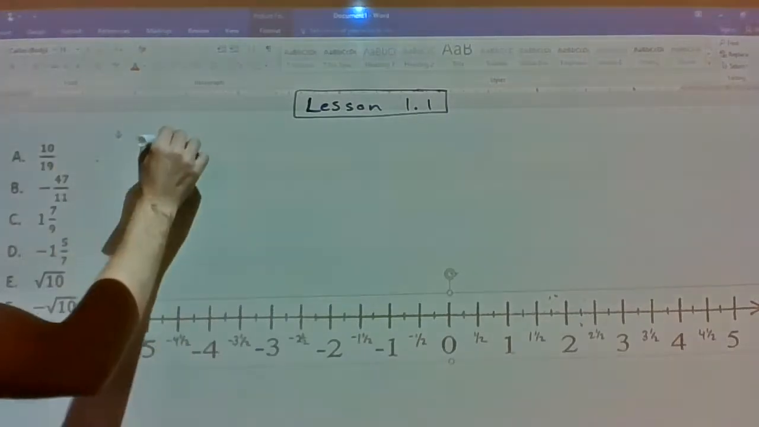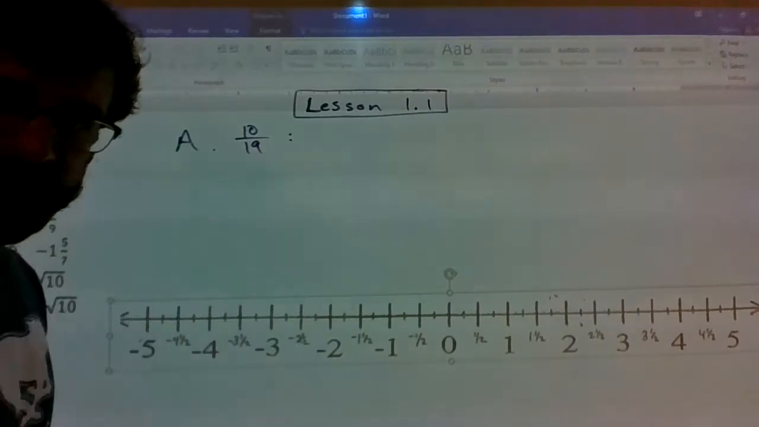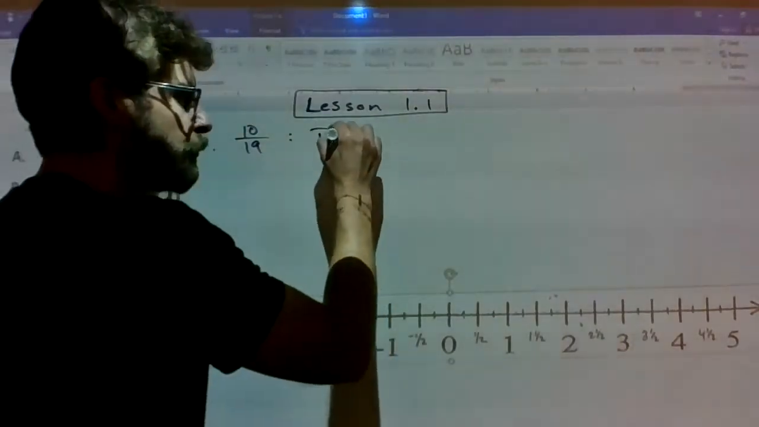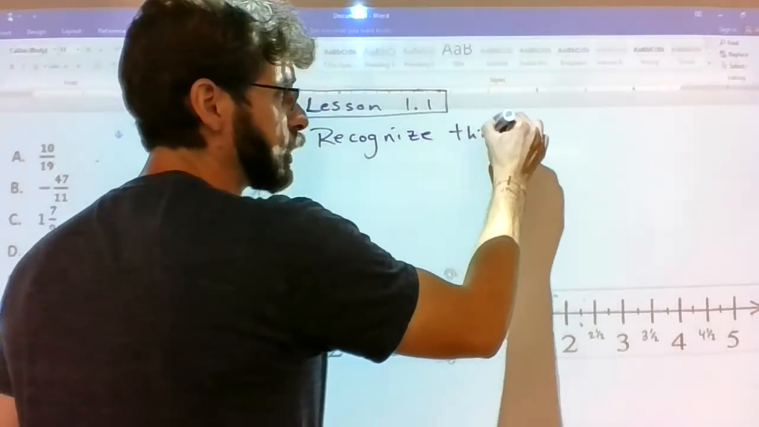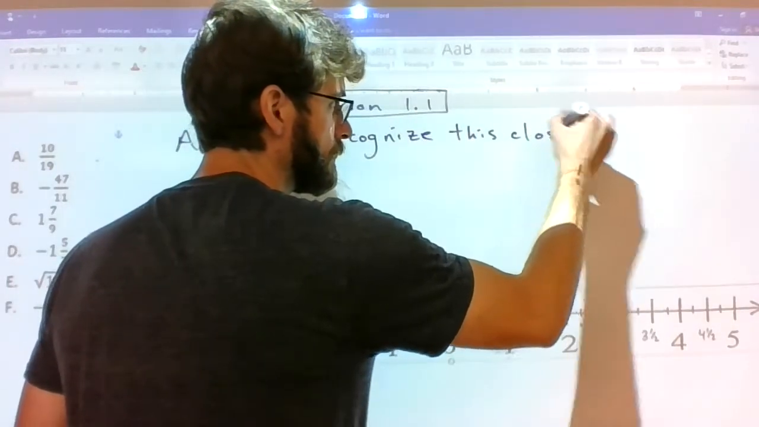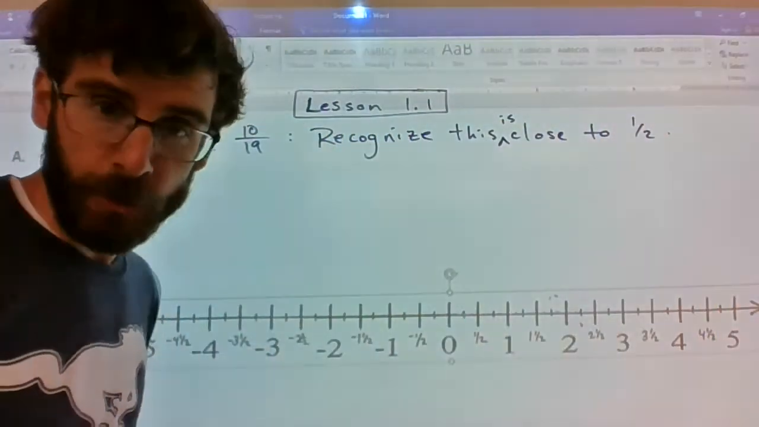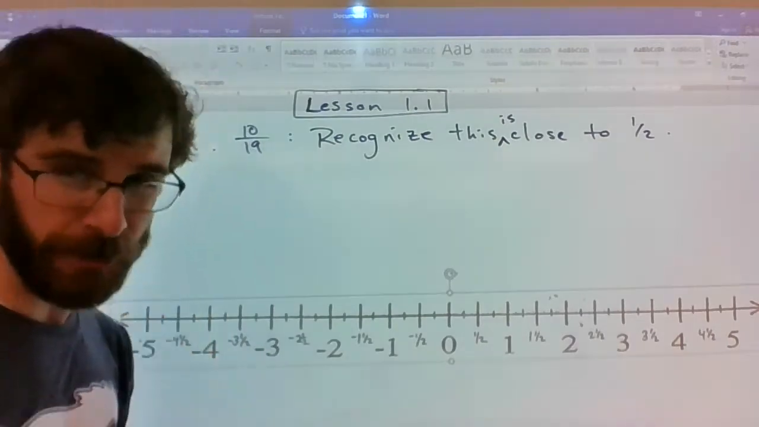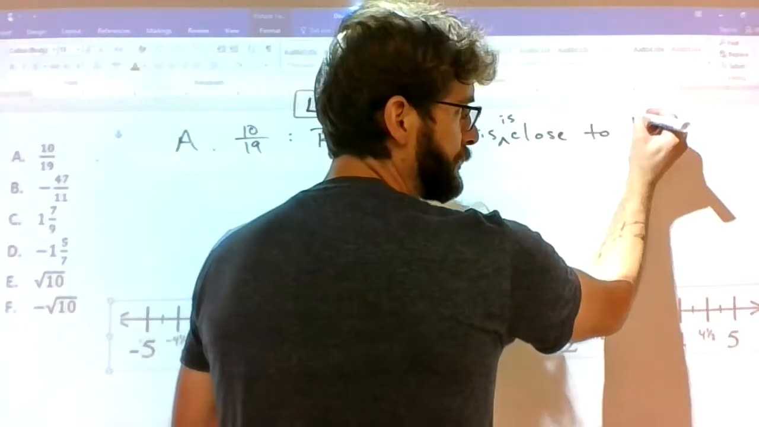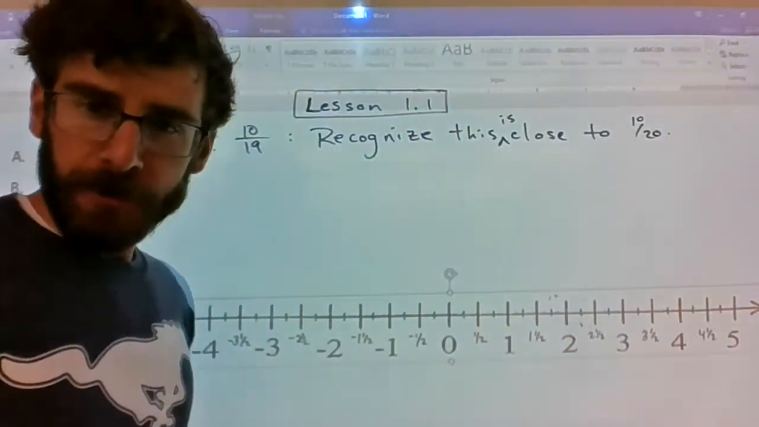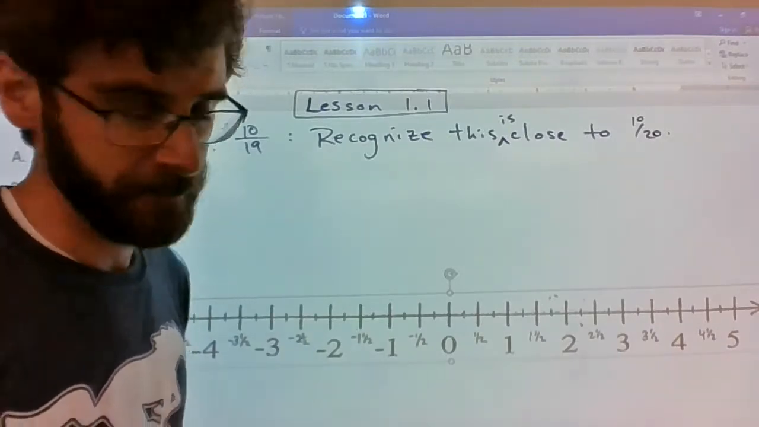So our first example, 10 over 19. The first thing I want you guys to be able to do is recognize this is close to 1/2. It's really close to a half. You know why it's close to a half? Because 10 over 19 is close to 10 over 20. And I think most of you guys could agree like 10 over 20 is easily recognizable as half.